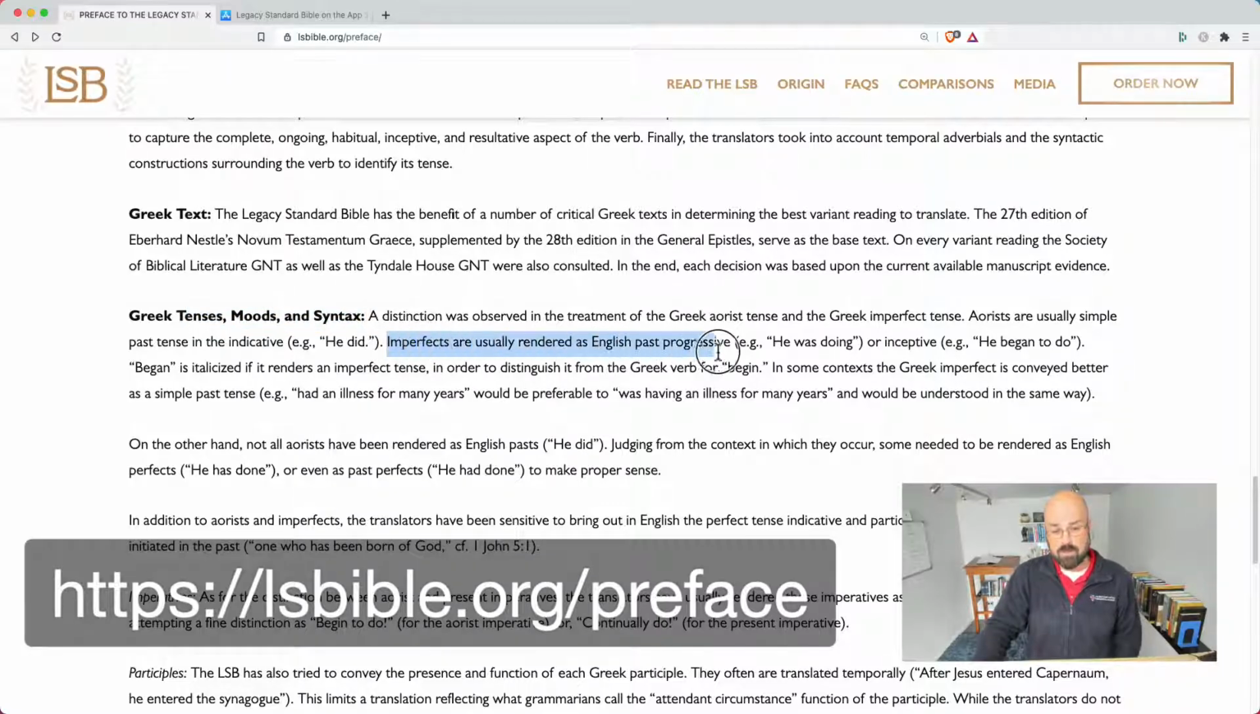Typically, if it's an imperfective tense form, or an imperfect tense in this case, they render it either as an English past progressive, he was doing, or as inceptive, he began to do. Okay, so there's two ways with the imperfect particularly, and the aorist gets this a little bit as well. Something that can be started using one of these two tense forms. Okay, so this is really interesting, and there are times, and we'll see this in just a moment, where they've changed it from what the New American Standard has had, and they've put it slightly differently. And I think these are really interesting. I'm not sure that I would agree with all of these, but nonetheless, I think it's very interesting for us to take a look at.